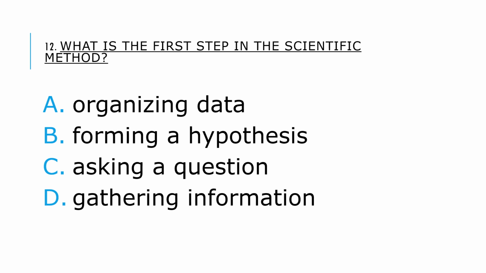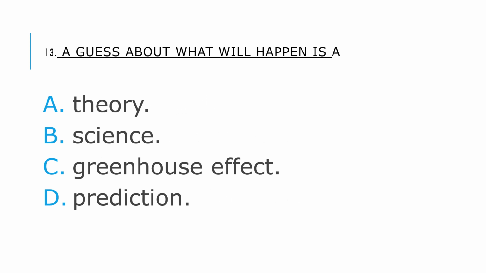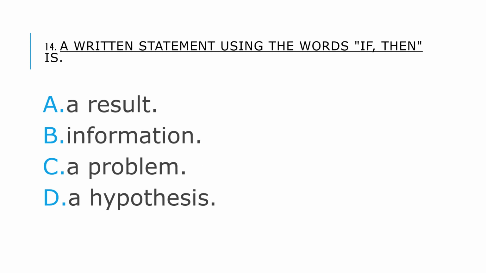Okay, just follow the numbers. Number 13. A guess about what will happen is blank. A. Theory. B. Science. C. Greenhouse effect. And letter D. Prediction. Number 14. A written statement using the words if, then, is blank. A. Result. B. Information. C. A problem. And letter D. A hypothesis.